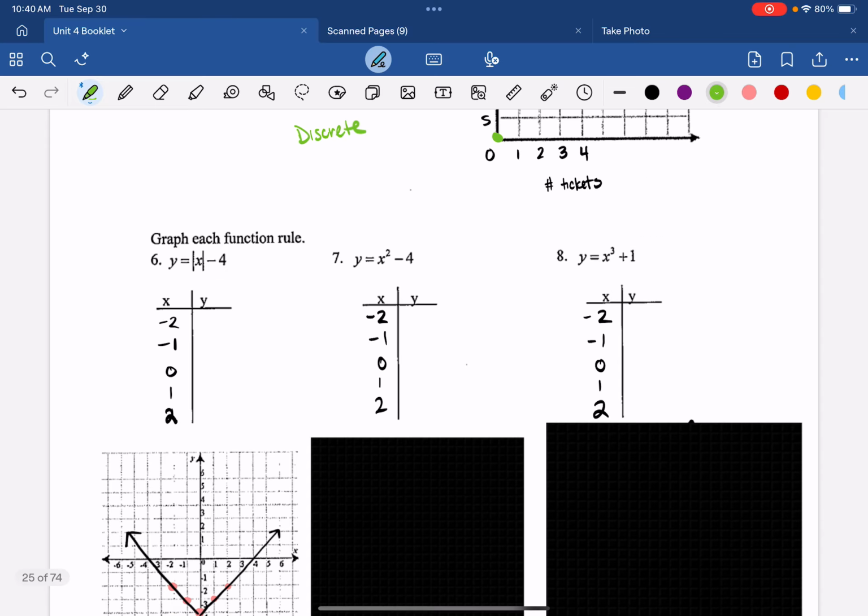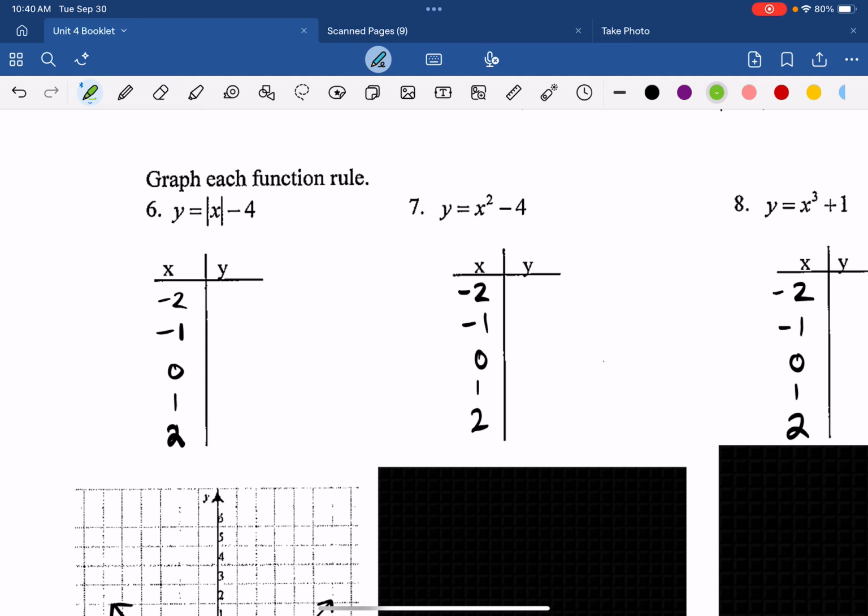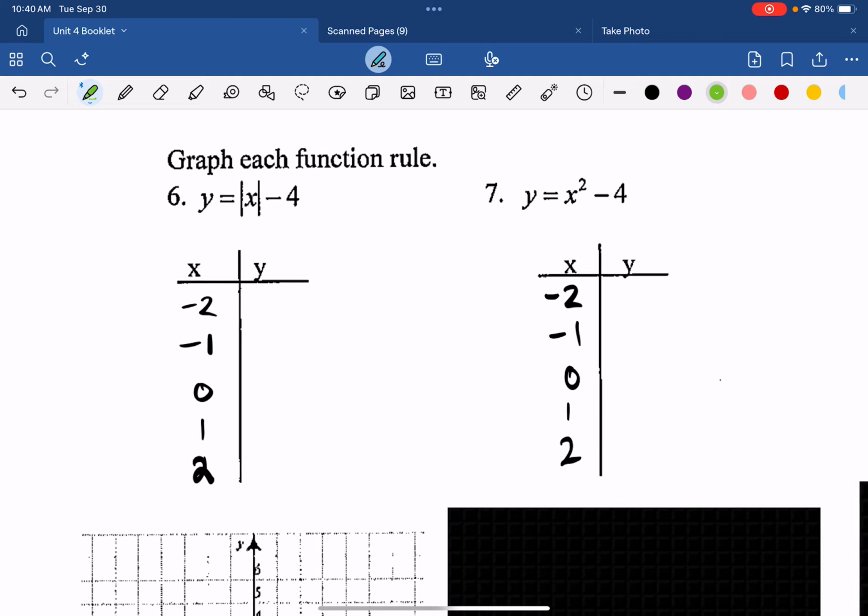All right. Last little bit here. We're going to look at some very special kind of functions. So if you look at number 6 here, you'll notice right away that I'm dealing with an absolute value. Okay, so I've got an absolute value now going on. Let's practice typing this into our calculator. So I want you at least right now to get to your y equals screen.